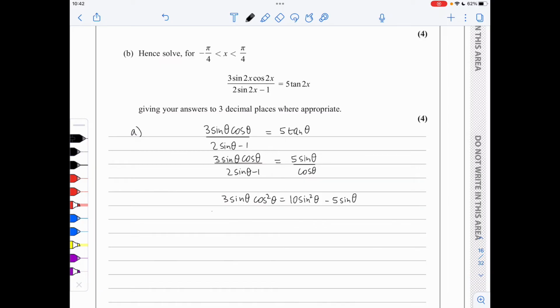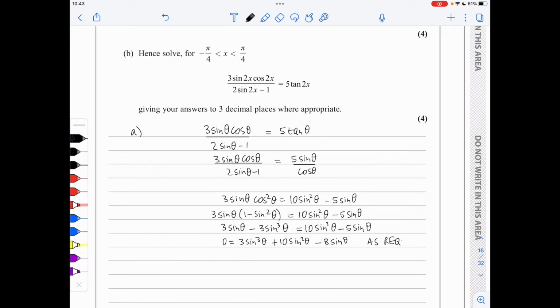We can write cos squared on the left hand side as 1 minus sine squared. And we see the cubic forming slowly. So I will expand the left hand side to get 3 sine theta minus 3 sine cubed theta is equal to 10 sine squared theta minus 5 sine theta. And then I will move everything on the right hand side to get that 0 is equal to 3 sine cubed theta plus 10 sine squared theta minus 8 sine theta as required.